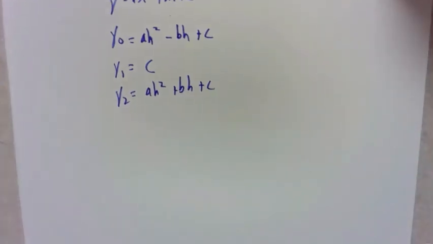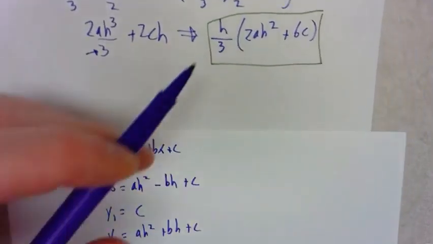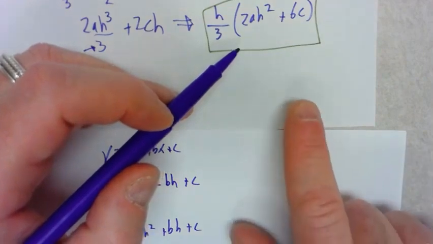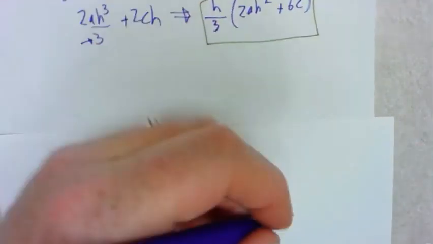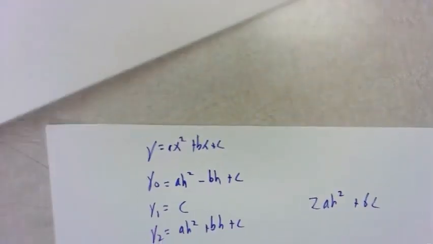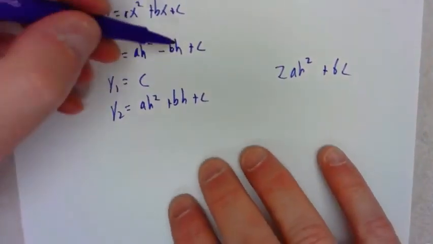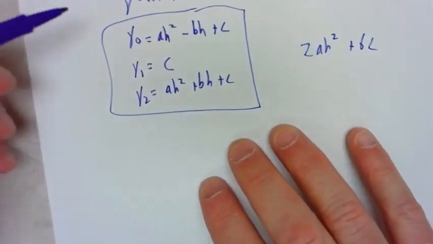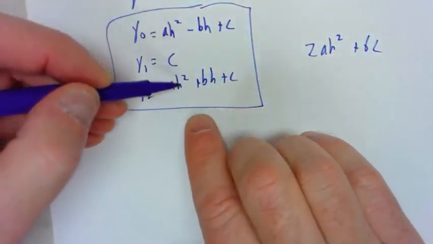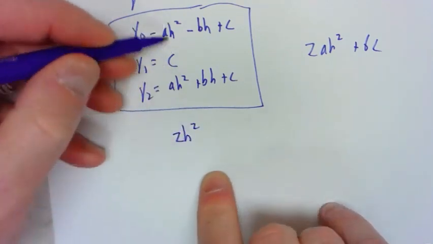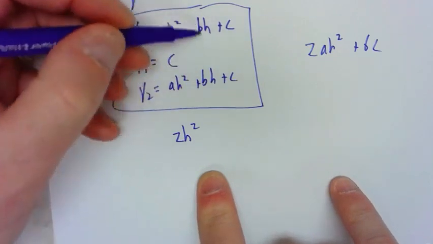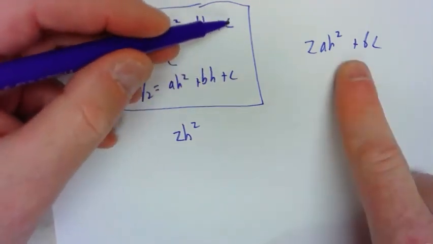Okay, now let's go back to, remember this? I said, let's remember this from before. So let's remember this part here, 2ah squared plus 6c. All right, let's keep that in our mind. Now look at these 3 things here. If we put these 3 together, well, wait, there'd be 2h squareds here, wouldn't there? And there'd be no bh, but there'd be 2 c's.